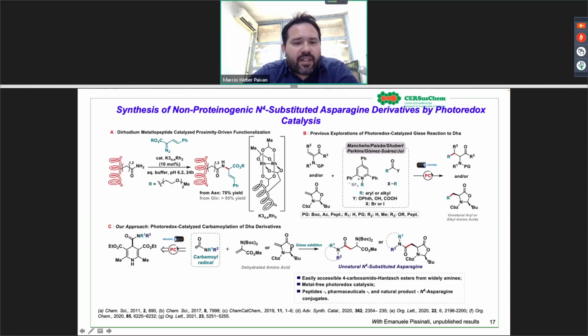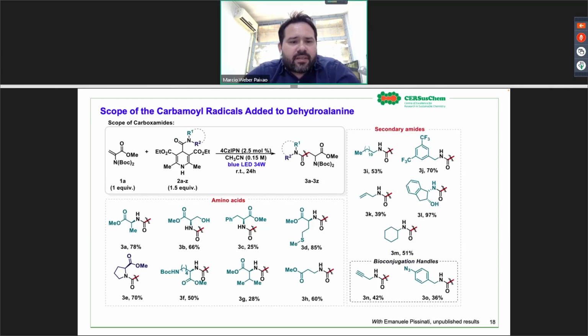Trap this nucleophilic radical via Giese addition and generate this unnatural N-protected asparagine. So here are some of the products that we can generate via this chemistry. And it's quite a broad scope in terms of amino acids.